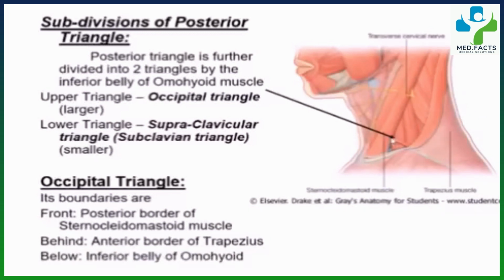said, this muscle is called the omohyoid. It has two bellies, a superior belly and an inferior belly. So this inferior belly of the omohyoid will form the base for this triangle. The name of this triangle is the occipital triangle. The boundaries are anteriorly the sternocleidomastoid, posteriorly the trapezius, and inferiorly the inferior belly of the omohyoid.